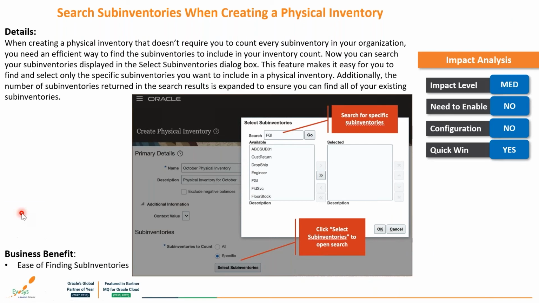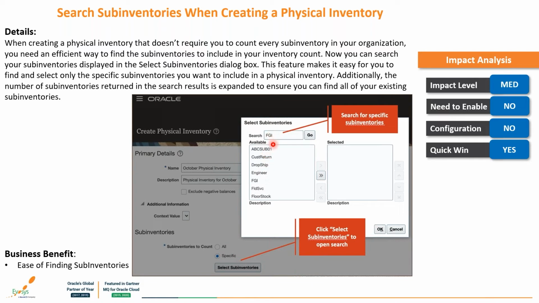Starting with the first one, which is search sub inventories when creating a physical inventory. So this is all pertaining to the inventory or the warehouse operations, where we know that when we create a physical inventory, some organizations might have a number of sub inventories which need to be counted, and whenever we are doing a physical inventory, it's sometimes practically very difficult for us to include the ones which we specifically want to identify. So Oracle has come up with this feature of searching those sub inventories when we highlight it at the time of creating the physical inventory, that a specific sub inventory needs to be selected.